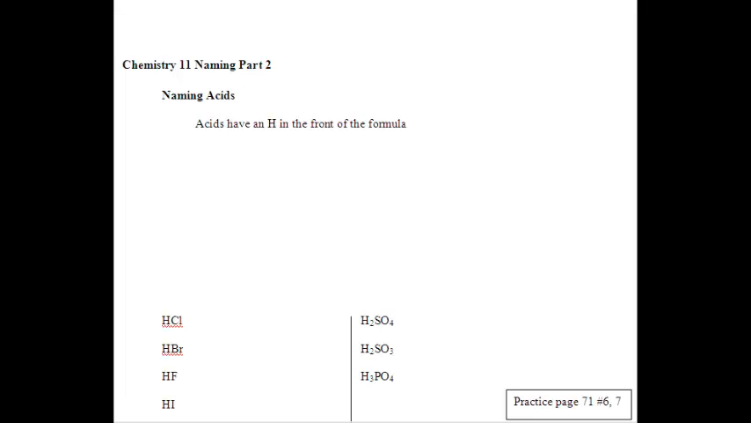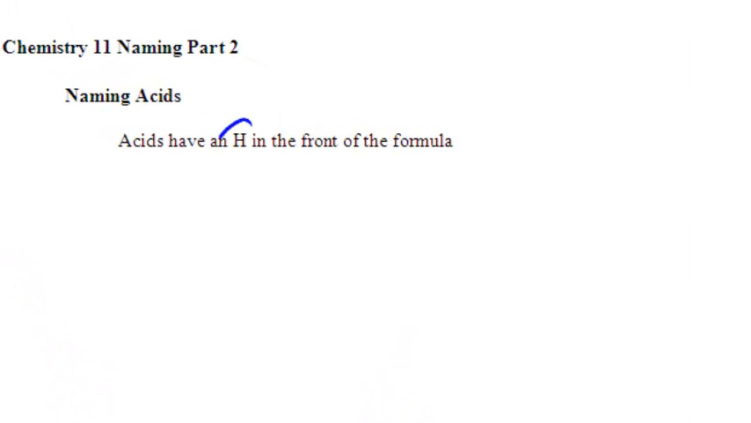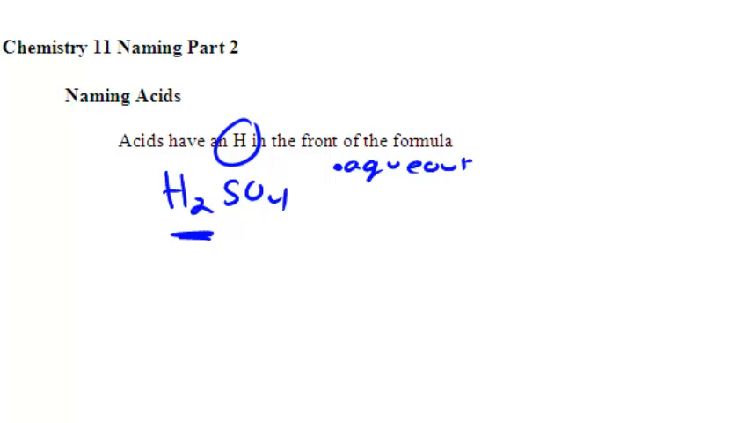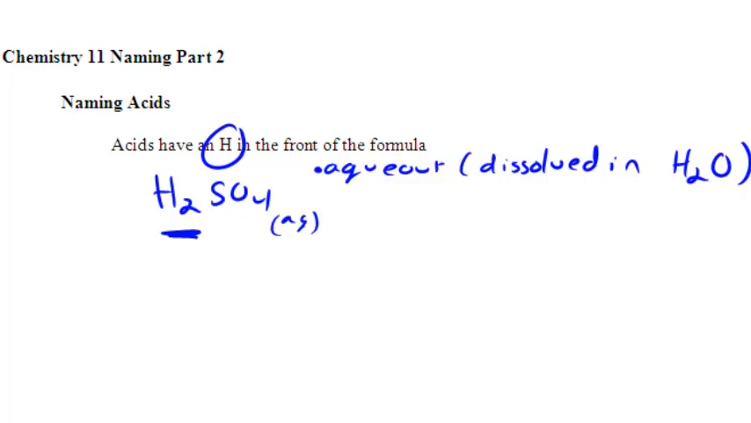First of all, acids have an H in front of the formula. So if you have something like this, you can tell that it's an acid because there's an H. The other thing is that it always ends in aqueous, so we put an AQ beside it as a subscript to show that it's an acid. What this means is dissolved in water. It's just a solid that's dissolved in water. This was hydrogen sulfate dissolved in water. It makes it a certain acid.